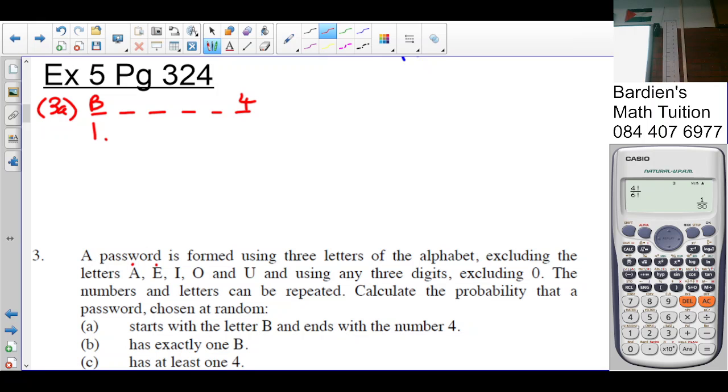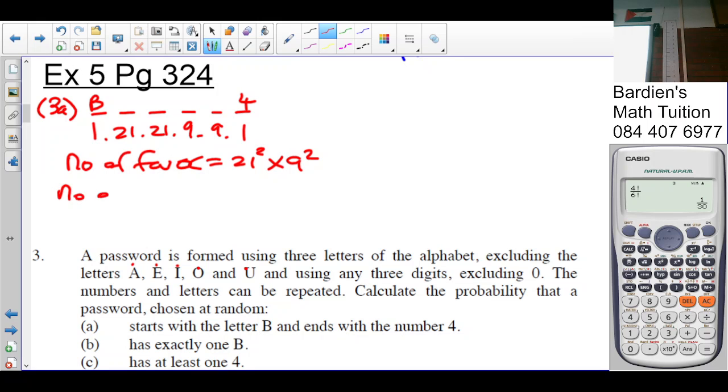26 minus 5 is 21. So how many options do I have here? 21, times... how many options do I have here? 9, then 9, then 1. So this is your number of favorable outcomes. Not so? I said we always start with number of possible outcomes. But if I go here, the number of favorable outcomes is going to be 21 squared times 9 squared.